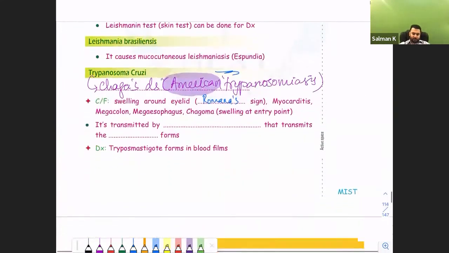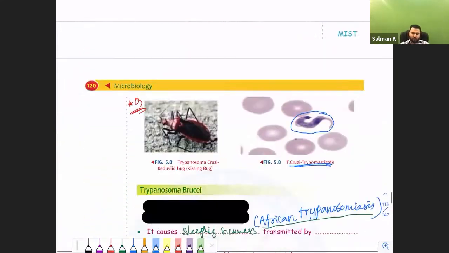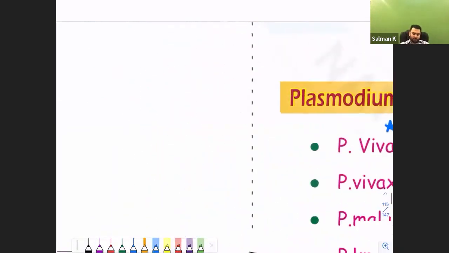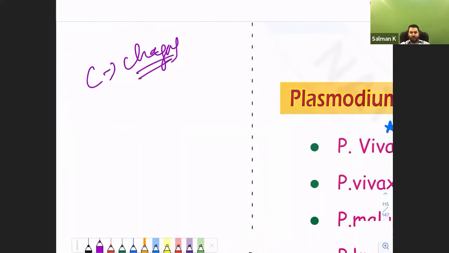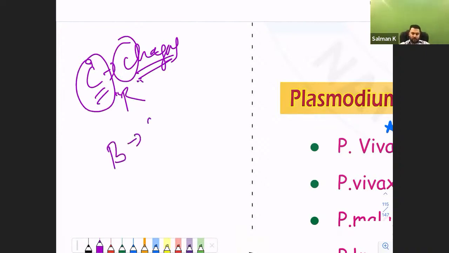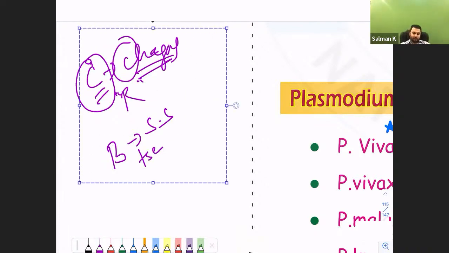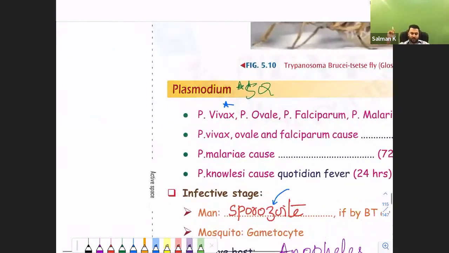Next, just one line, Trypanosoma cruzi, Trypanosoma brucei, what you're supposed to know. Guys, cruzi causes Chagas disease, spread by reduvid bug. Next, Trypanosoma brucei causes sleeping sickness, spread by the tsetse fly. Okay, so that's about the hemoflagellates.